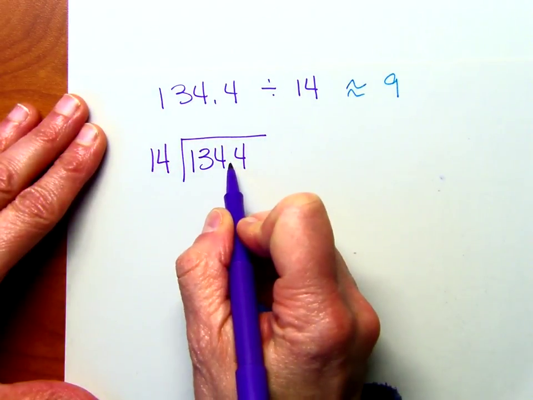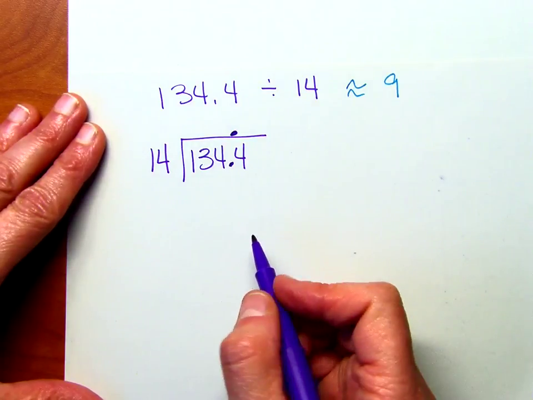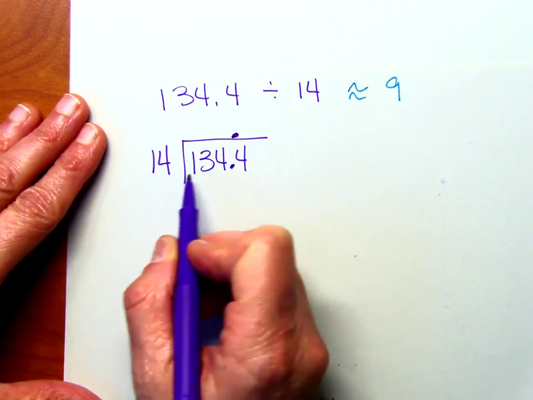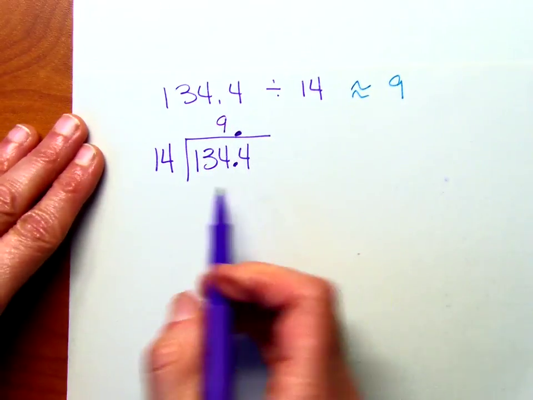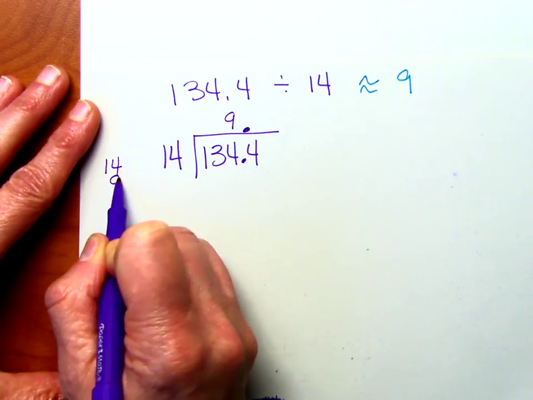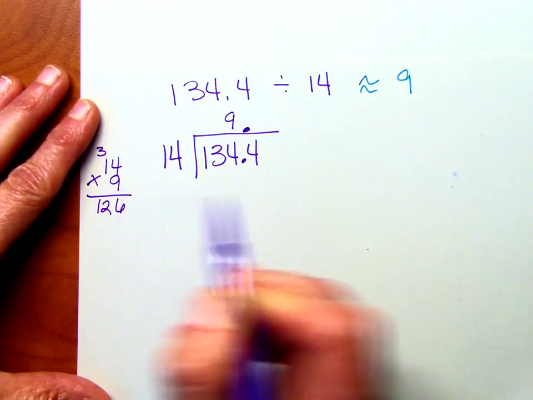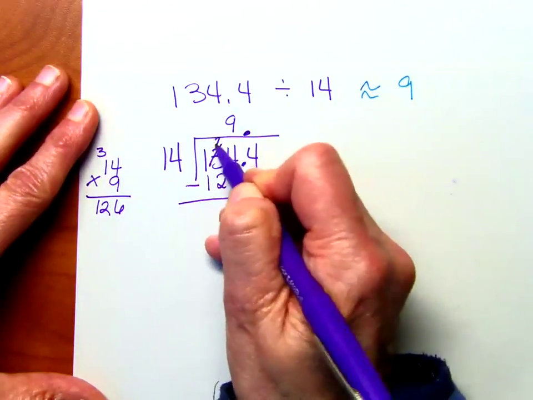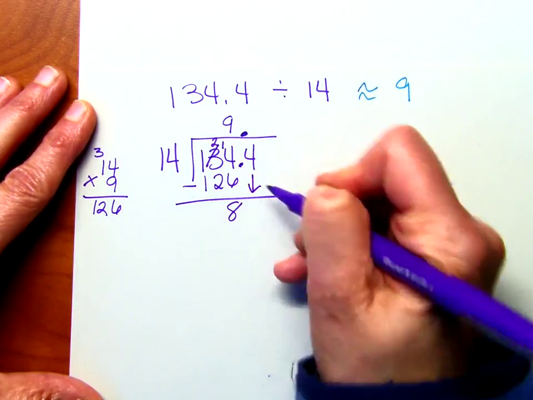Because the dividend has the decimal point, I want to bring that up into my answer. Now I can pretty much ignore it. 14 does not go into 134 10 times. I'm going to say at least 9 times. And since I don't really know what 14 times 9 is, I'm going to do a little side math. Looks like it's going to be 126. I'm going to go ahead and subtract, and I get 8 left over. I need to bring down that 4.